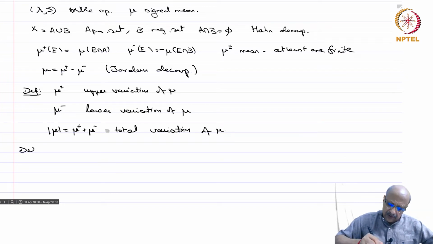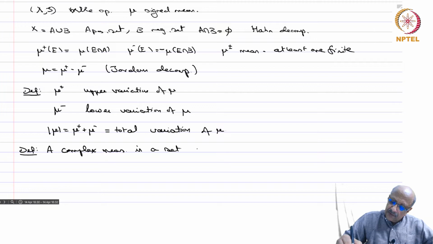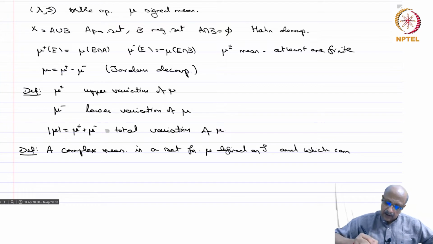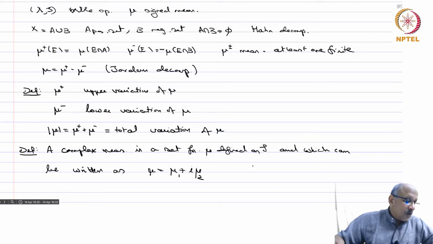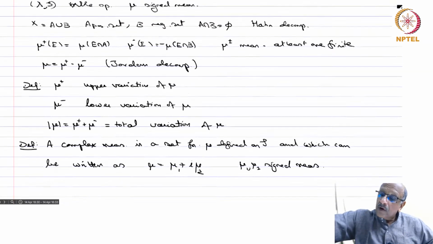So then we can also define, definition, a complex measure is a set function mu defined on S which can be written as mu equals mu1 plus i times mu2, where i is the square root of minus 1, with mu1, mu2 signed measures. Okay, so this is called a complex measure.